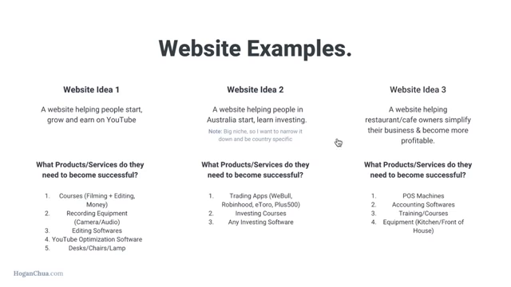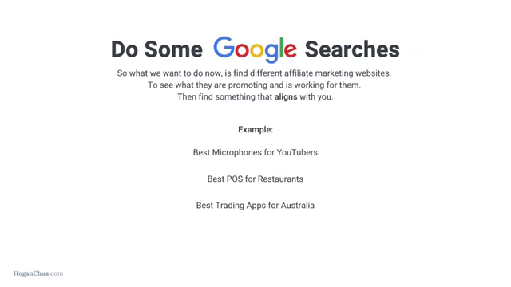Just jot that down. And then next, what we're going to do is get some ideas from different affiliate marketing websites. So what you can actually do is open up Google, and let's say, for example, we're creating a website for YouTubers, right? Then you can start off by typing in something like best microphones for YouTubers, or best point of sale for small restaurants, or best trading apps for Australia. Because when you search for these phrases, you're going to see a lot of different affiliate marketing websites, and from there you can draw inspiration.